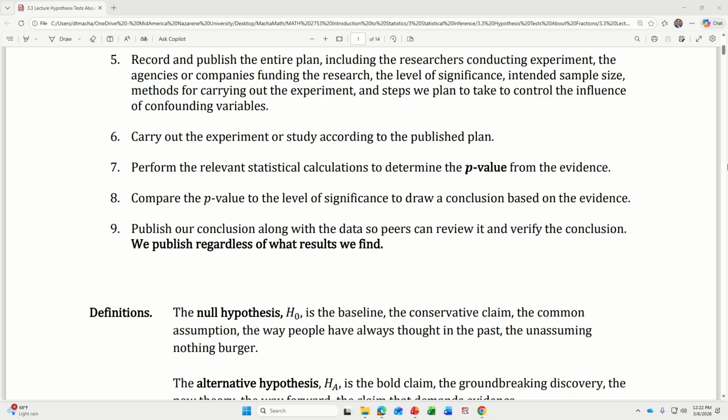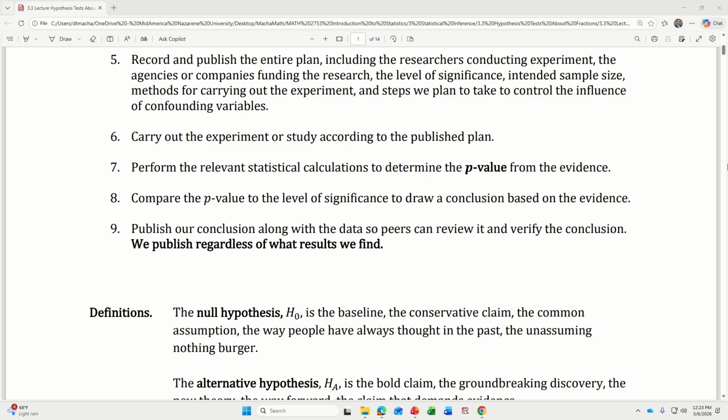And if the p-value is larger than your level of significance, then you have to conclude in favor of your null hypothesis, which means you haven't got enough evidence. You don't have enough evidence to show that your drug is effective.